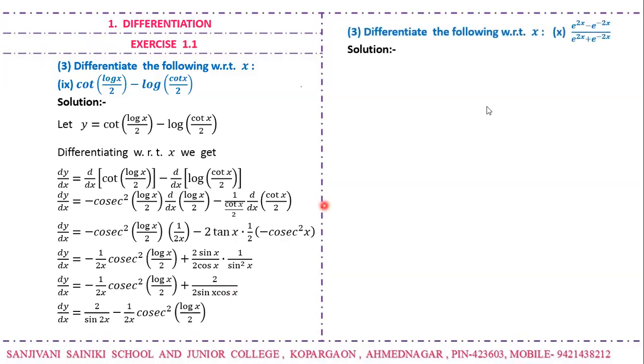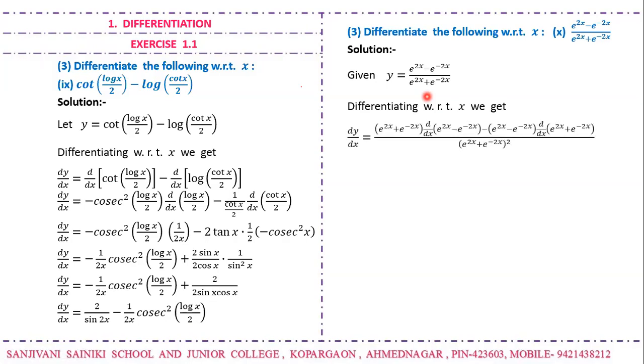Now differentiate the following with respect to x: e raised to 2x minus e raised to minus 2x upon e raised to 2x plus e raised to minus 2x. Let y is equal to this function. Then we have to differentiate it with respect to x. Again I use the quotient rule: square of the denominator, then denominator as it is, derivative of the numerator, minus numerator as it is, derivative of the denominator. Now derivative of e raised to 2x is 2 e raised to 2x. Derivative of e raised to minus 2x is minus 2 e raised to minus 2x. So use that formula.